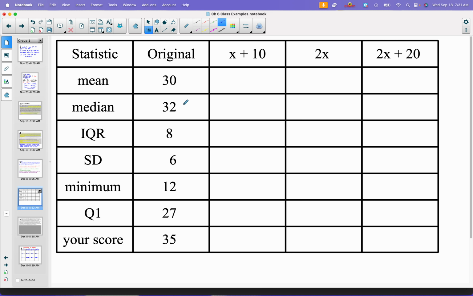So right away you might think, oh, wait, the mean's lower. That might mean there's an outlier or skewed to the left. It could mean. IQR is 8. That's, remember, Q3 minus Q1. The standard deviation is 6. The minimum is 12. Q1 is 27. Your score is 35. So this is what we're dealing with.